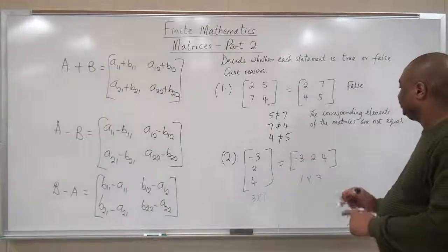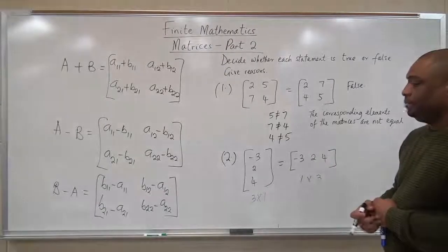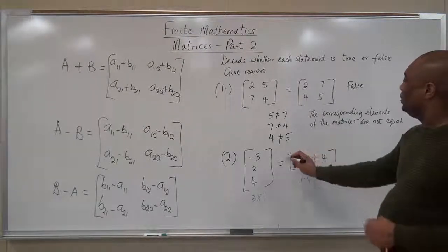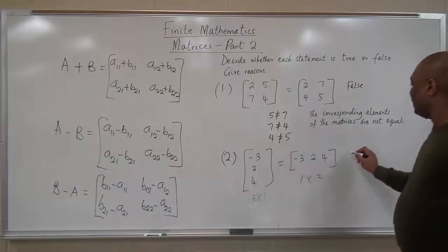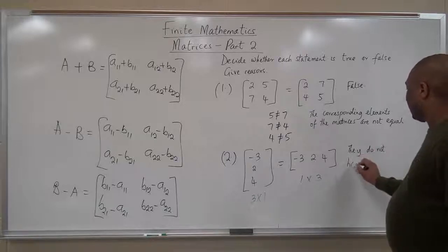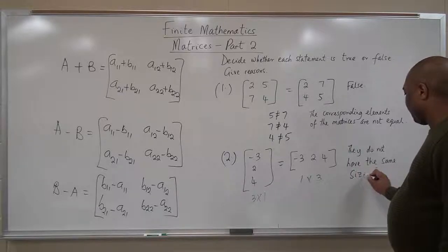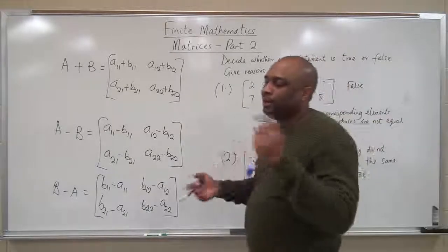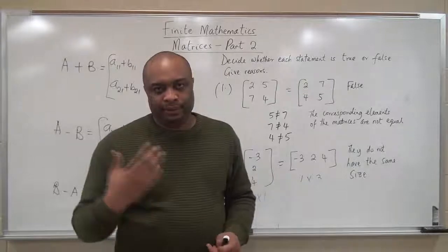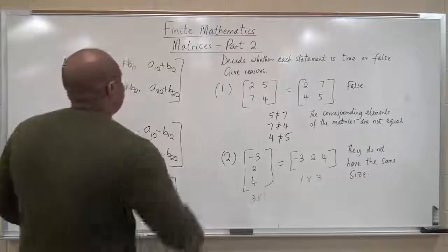Now they could multiply themselves when we do multiplication of matrices. Probably in the next video session we'll do that. But they are not equal because they do not have the same size. So if they don't have the same size, you can't even talk about equality at all. The first condition is the basic that must be established.